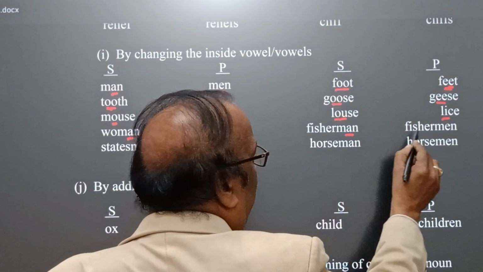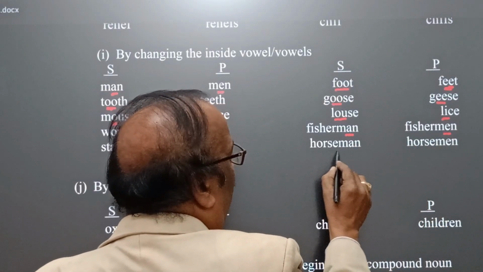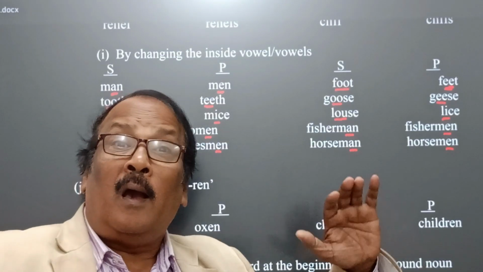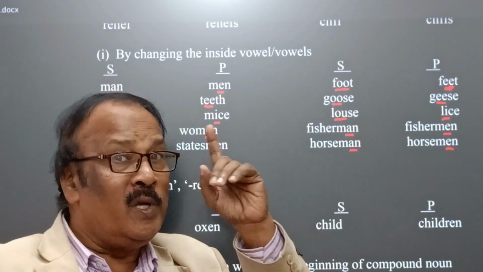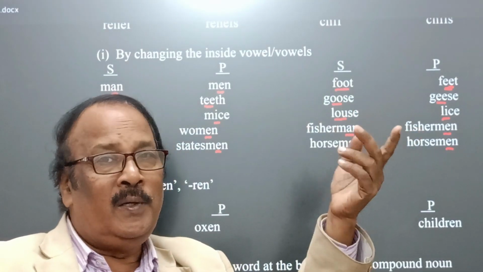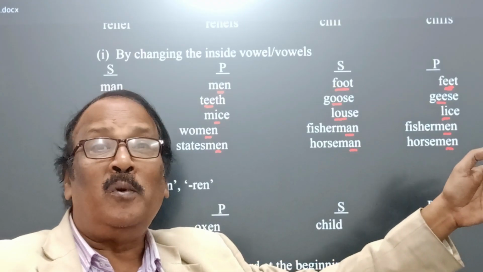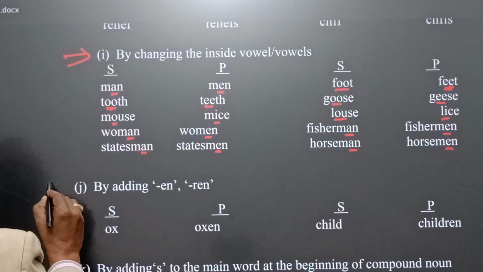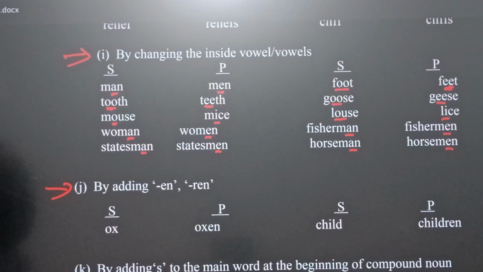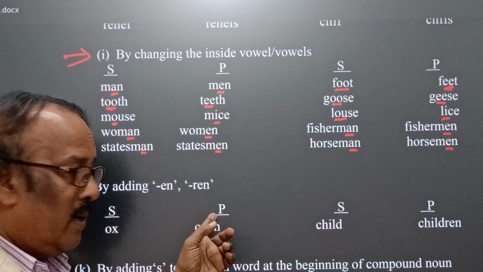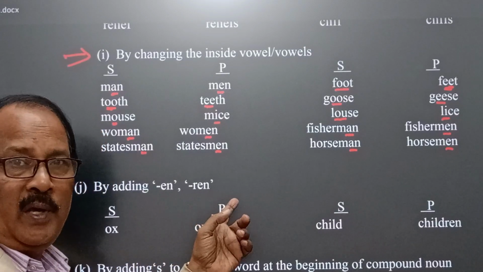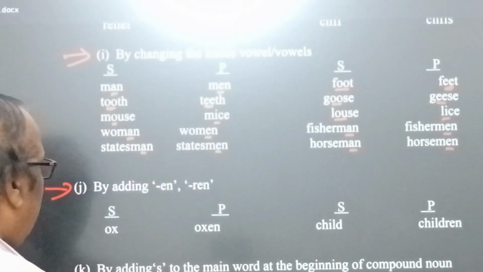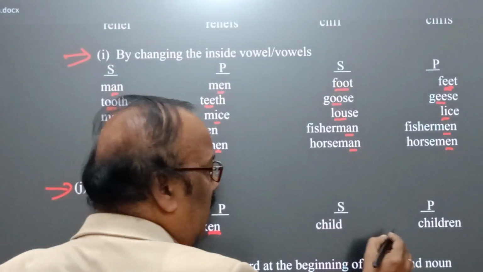Fisherman, fishermen. Horseman, horsemen. These are the ways how, by changing the inside single vowel or double vowels, we make plural forms of some countable nouns. Okay, and now come to the next idea, that is by adding en and ren, we form plural countable nouns. How? See, ox, oxen, child, children.